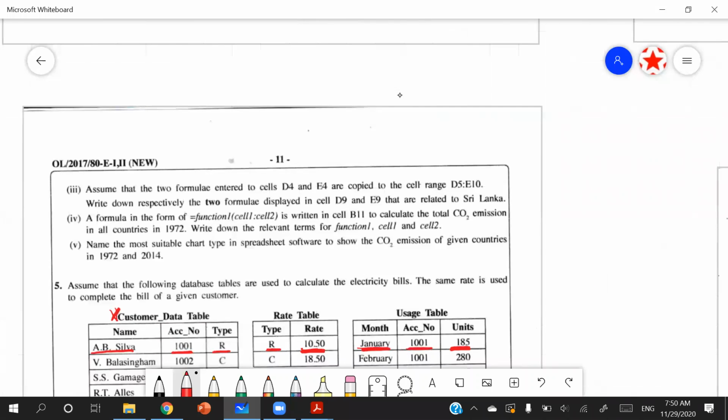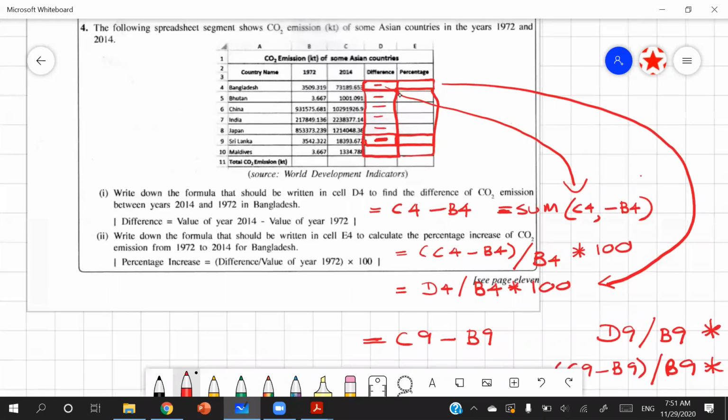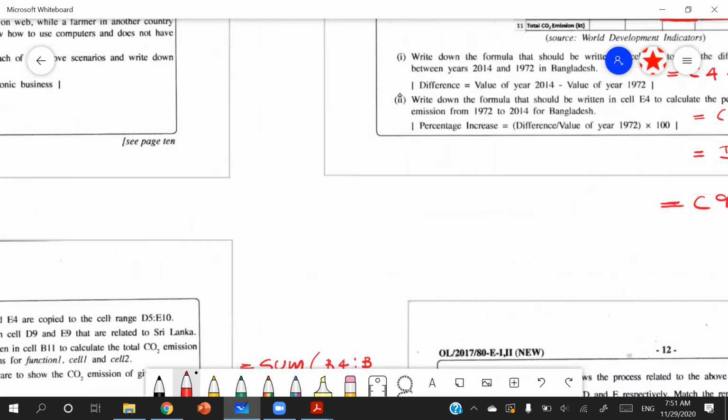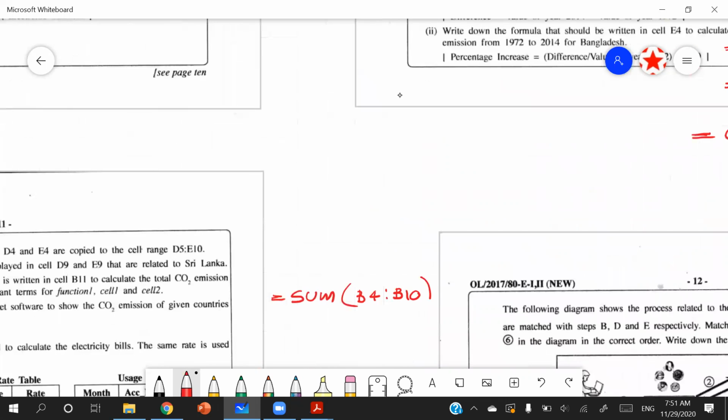In the pattern of equal function within brackets, cell 1 colon cell 2, right? So they are asking you to take the total for the B11 cell of the CO2 emission in 1972. So all you have to do is equal sum B4 colon, what was the range? So it is from B4 colon B10. That's all. So this is going to be your answer.